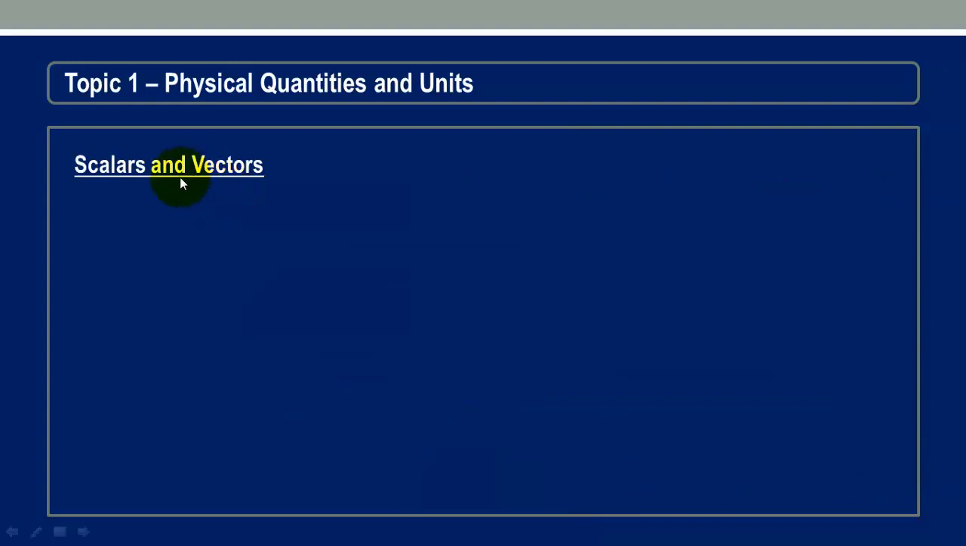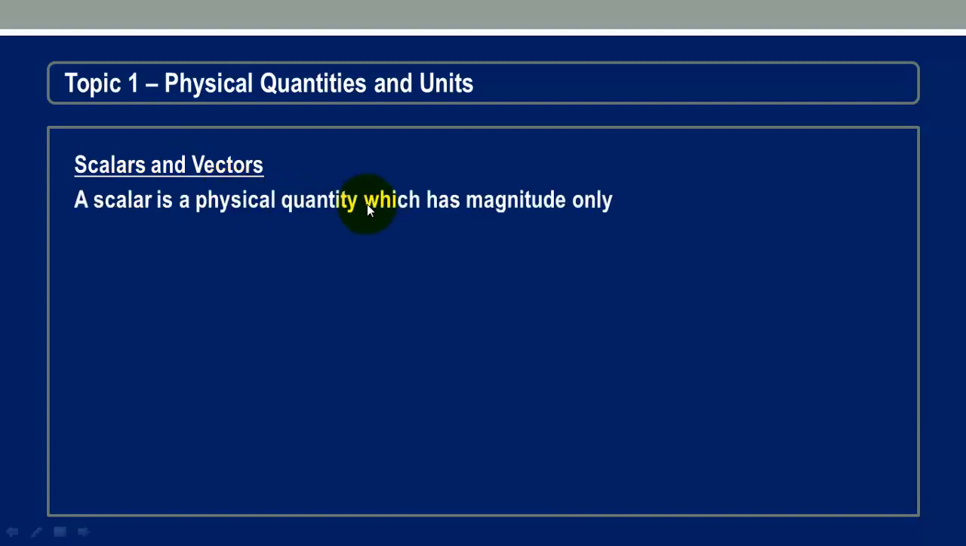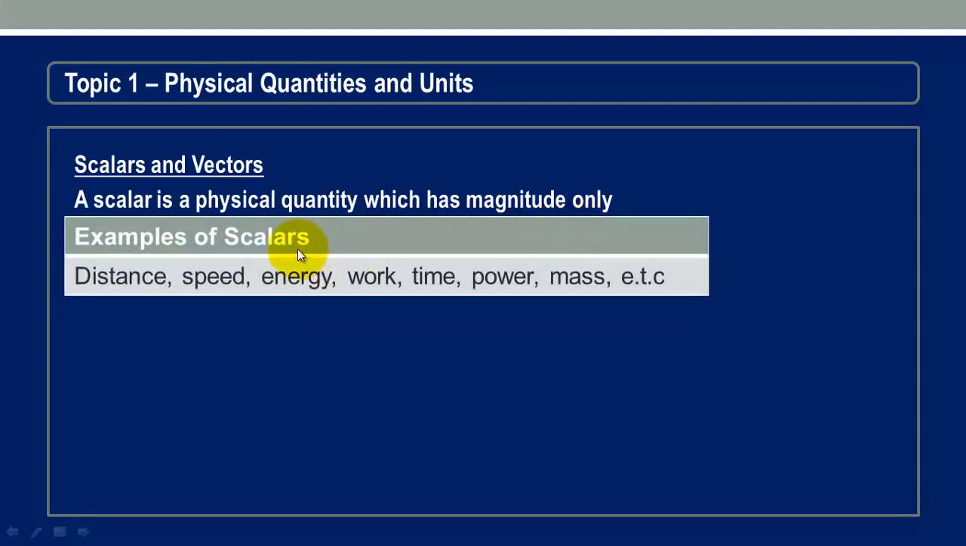Let's consider the next subtopic, and this is scalars and vectors. Now, what is a scalar and what is a vector? We will start by defining a scalar. A scalar is a physical quantity which has magnitude only. Examples of scalars include distance, speed, energy, work, time, power, mass, and so on.